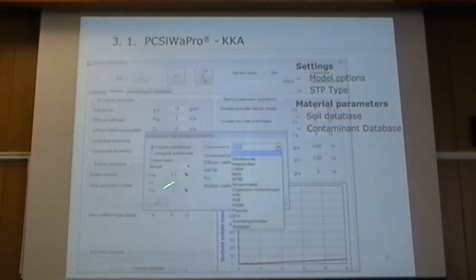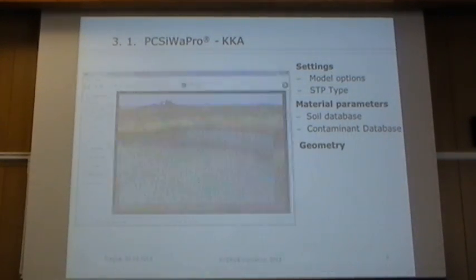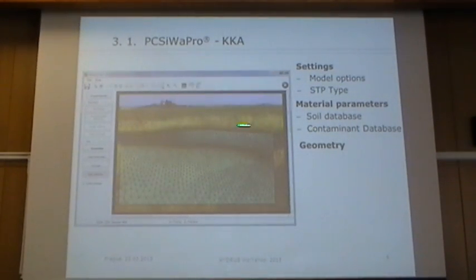When you would like to choose your contaminant, you have different possibilities, organic or inorganic. You can choose from a large range of contaminants. Most of the parameters are from the experiments, also from the literature, so you can choose anything you want. And you have your model geometry. It's a finite element model.